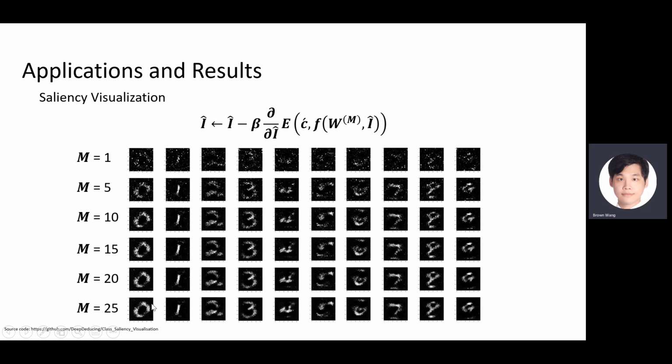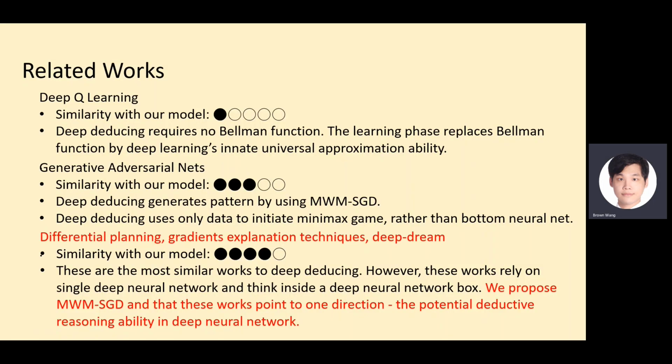Now we would like to talk about related works. First is deep learning. The similarity with our model is very low because deep deducing requires no Bellman function. The learning phase in deep deducing in fact replaces the Bellman function with deep learning's innate universal approximation ability.